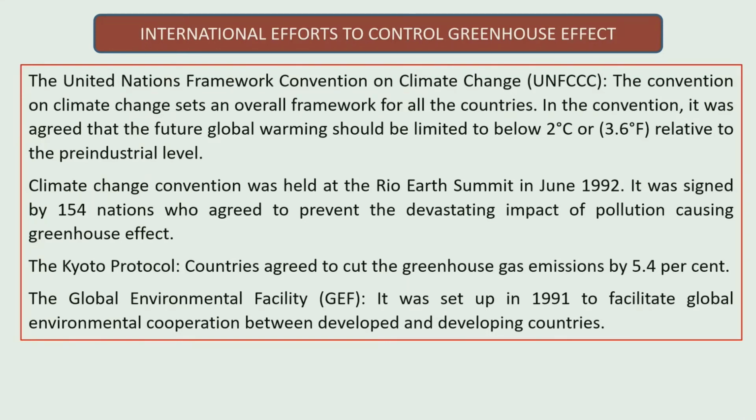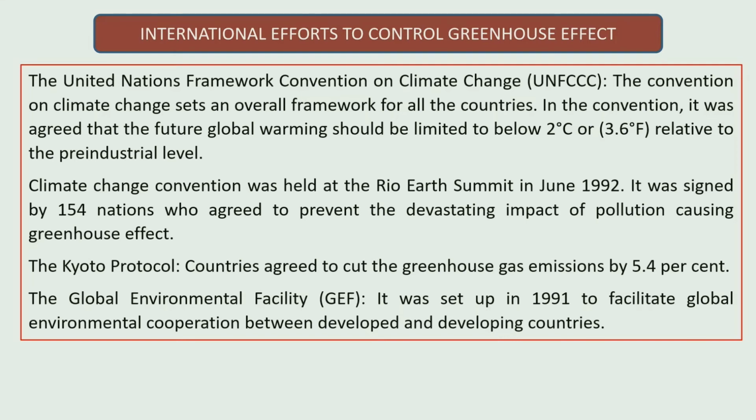International efforts to control the greenhouse effect. The first one is the United Nations Framework Convention on Climate Change. This agency says that the Convention on Climate Change sets an overall framework for all the countries. So if all the countries are taking proper steps to reduce global warming, then it is possible. In the convention, it was agreed that future global warming should be limited to below 2 degrees Celsius relative to the pre-industrial level.